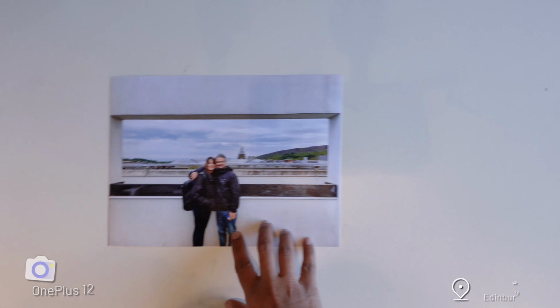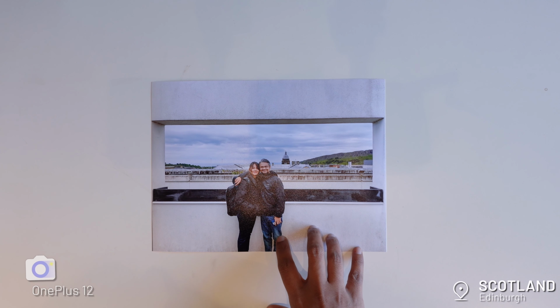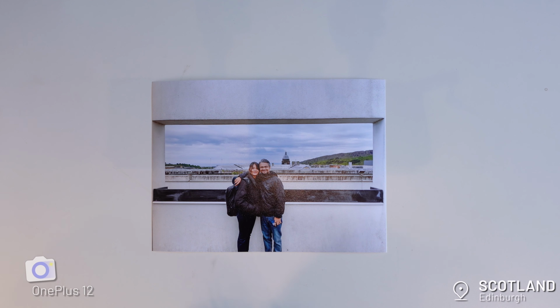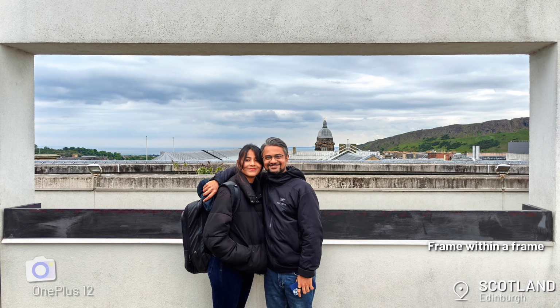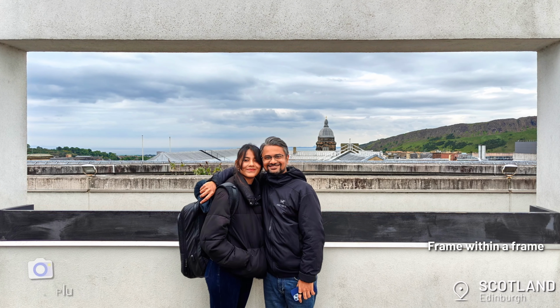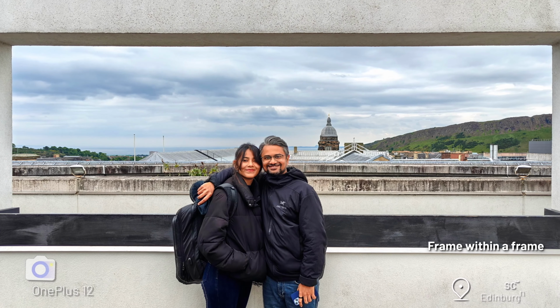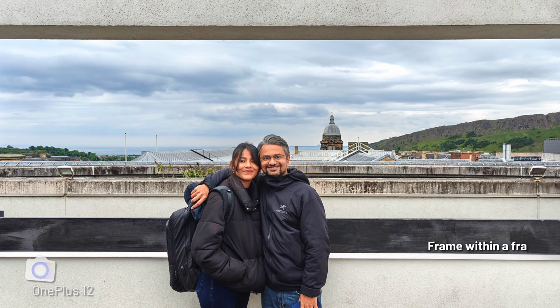Now, this photograph uses one of the most effective techniques for making the most of your scene, and that is frame within a frame. We intentionally positioned ourselves within the rectangular opening in the wall. This natural frame helps draw attention towards the subject, in this case ourselves, while also adding structure and depth to the image.